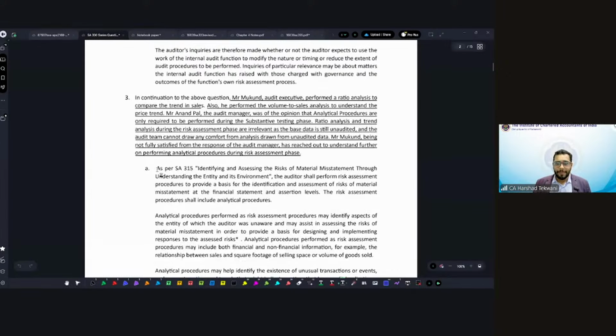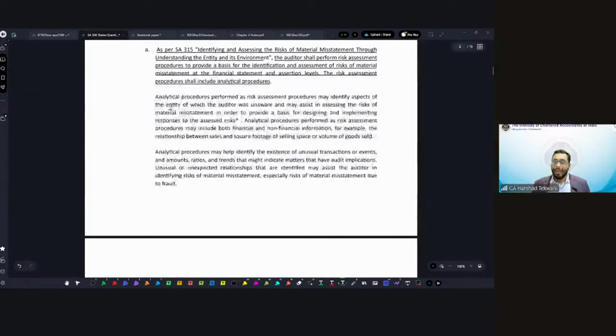So the answer is, as per SA 315, identifying and assessing the risk of material misstatement through understanding the entity and its environment, the auditor shall perform risk assessment procedures to provide a basis for the identification and assessment of risk of material misstatement at the financial statement level and the assertion level. And the risk assessment procedures shall include analytical procedures.